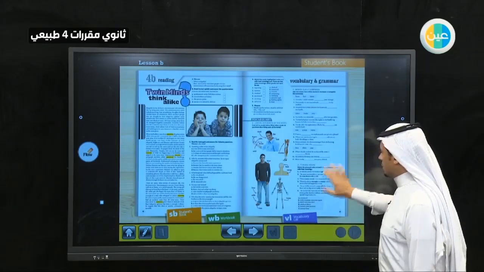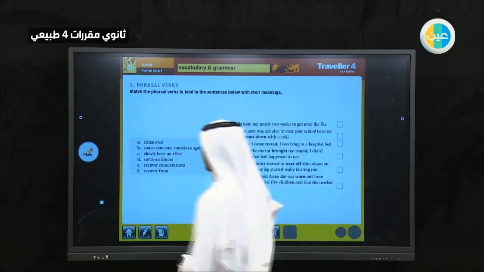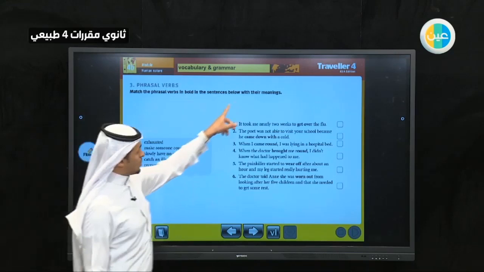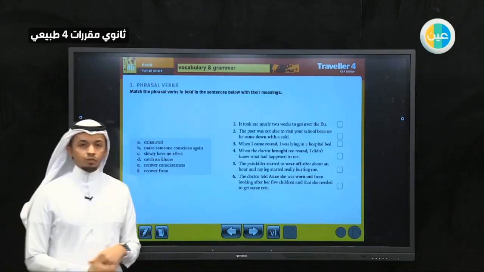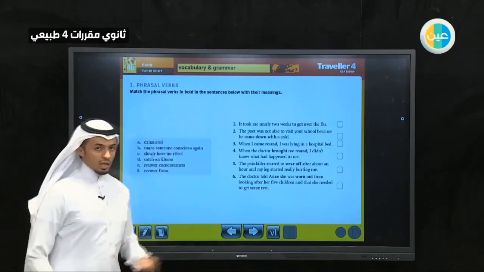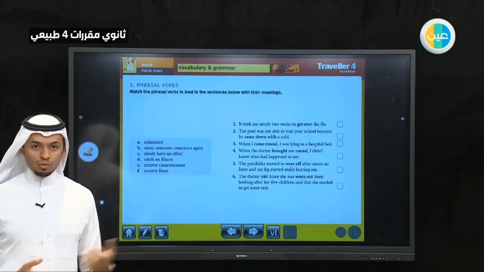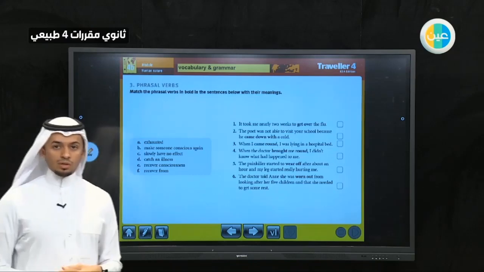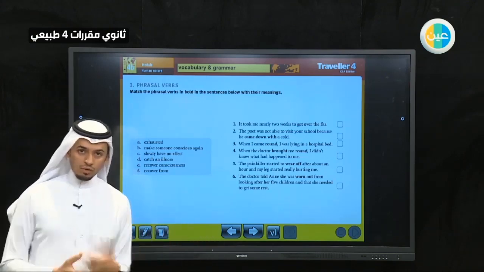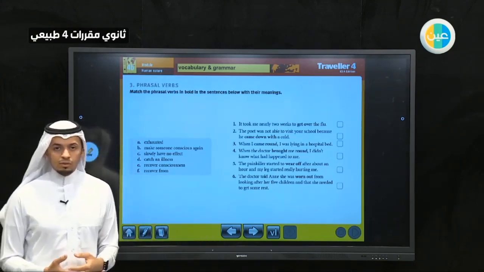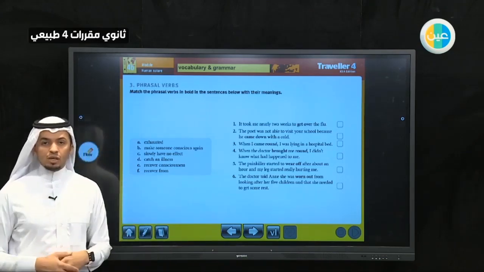And now let's see the phrasal verbs. Match the phrasal verbs in bold with the meanings below. What are phrasal verbs? Phrasal verbs are when we use a verb with a preposition or another word. Let's say I say wake up, this is a phrasal verb. Sit down, stand up, get out, get off. All of these are phrasal verbs.